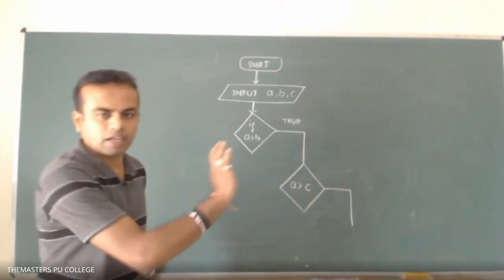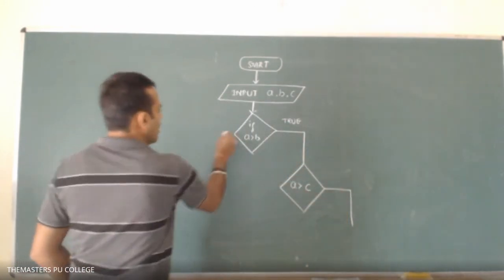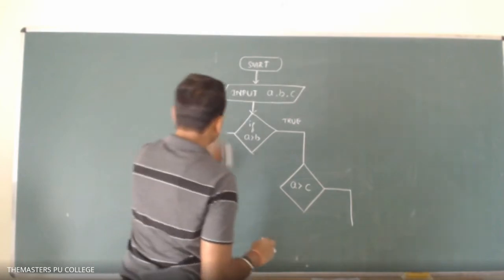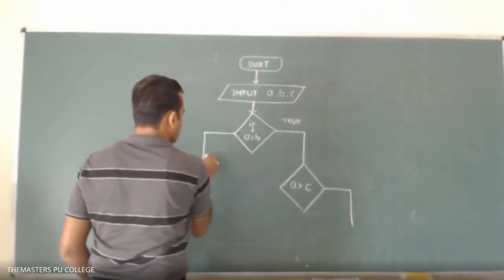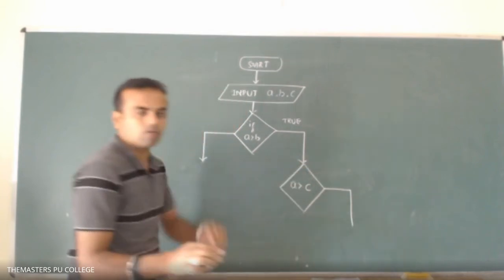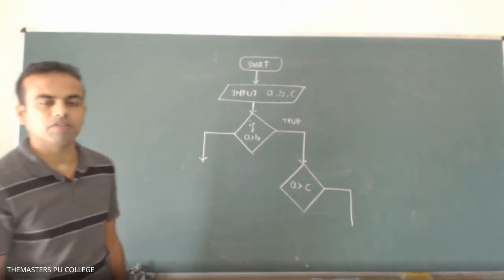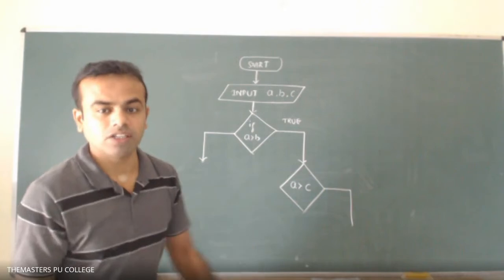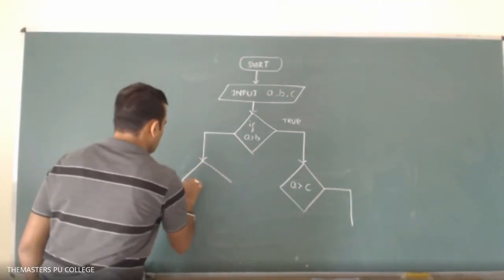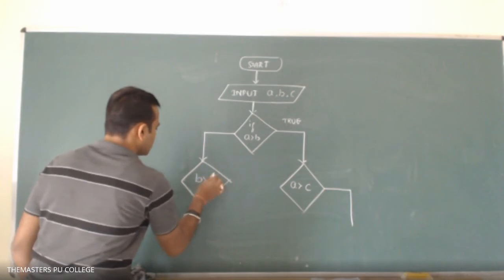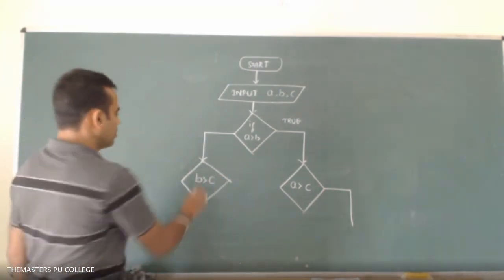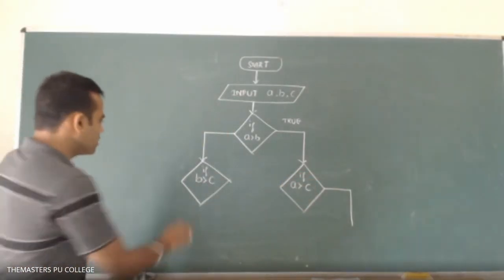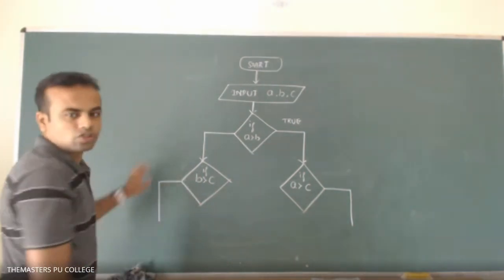Okay, let it be there like that only. Let's check for the other conditions. If it is false, then what will be the condition? If a is greater than b is false, we need to check the other condition, that is the second element, b is greater than c. If b is greater than c, it is true.